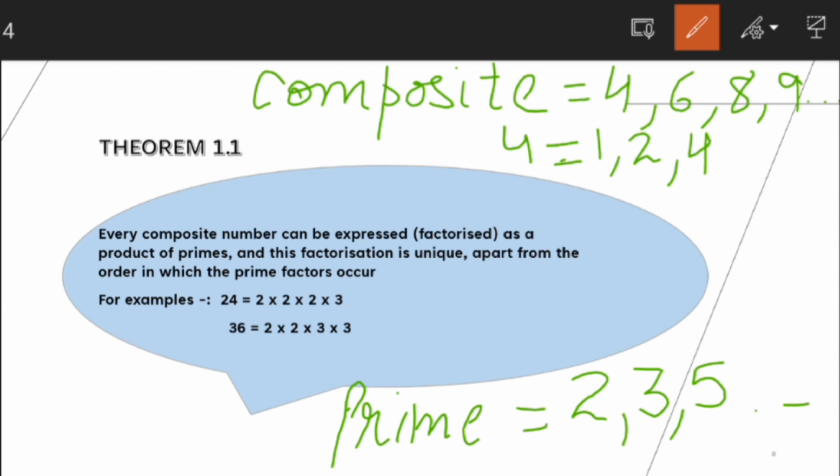So our theorem says that a composite number can be expressed as a product of primes. You can see in the example 24. When I did the prime factorization of 24, we got 2 into 2 into 2 into 3. 2 twos are 4, 2 fours are 8, 3 eights are 24. Whenever you multiply them, you will get the answer. Similarly 36 is 2 into 2 into 3 into 3: 2 twos are 4, 3 fours are 12, 3 twelves are 36. So this theorem says that every composite number can be expressed as a product of primes.